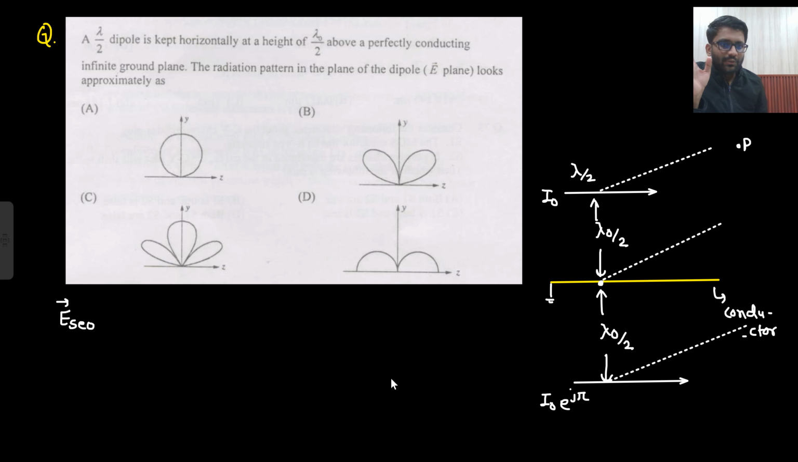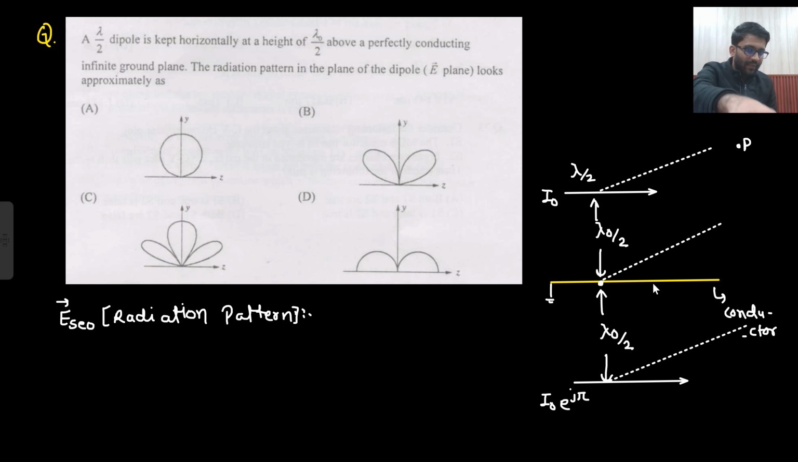So what will be my E? Do I need to write that down? No. What I need to make is the radiation pattern. So only the radiation pattern I am going to draw. For that, I need to assume an antenna at the ground, at the conducting ground. So here I need to assume an antenna.